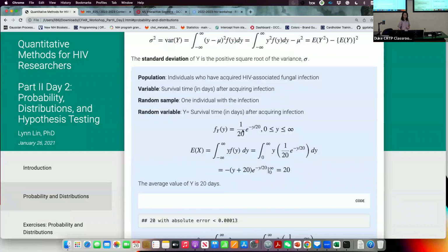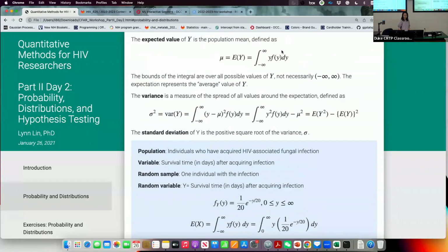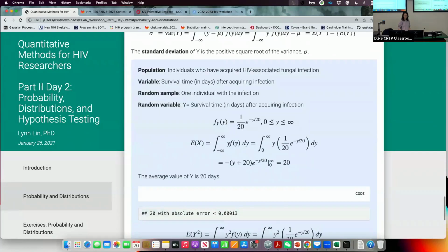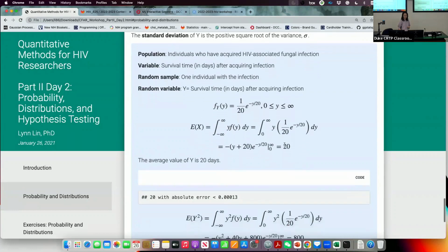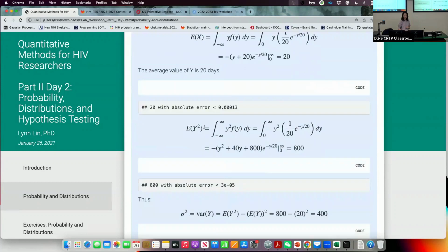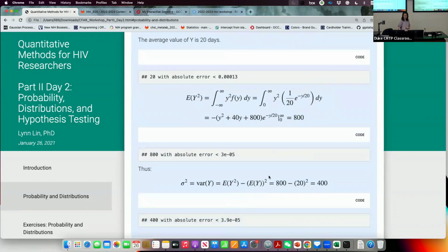Okay, so basically, how do we find the expected value of the survival time? We are going to take the integral of y with respect to its PDF. The PDF is sort of like the weights associated with each of these possible values of y, and then you take the integral. R will tell you it is 20. And again, if you take the integral of y squared minus the expected value squared, this tells you the variance is actually 400.